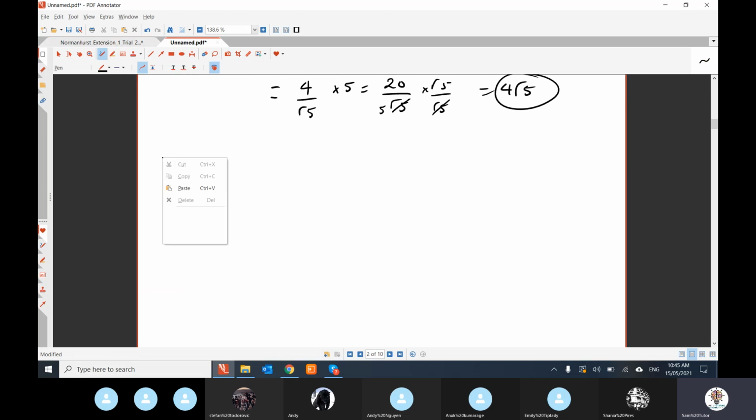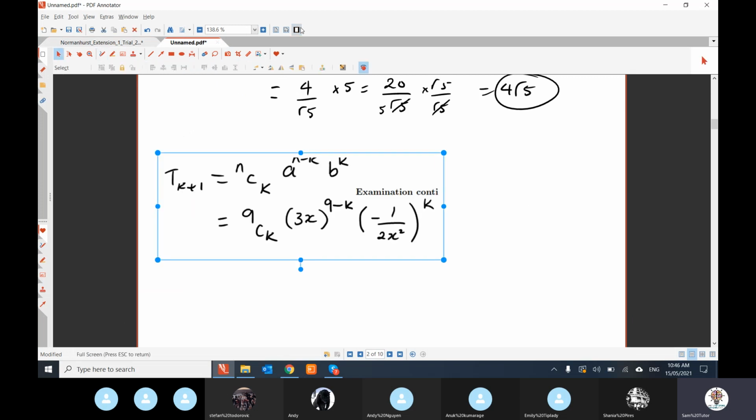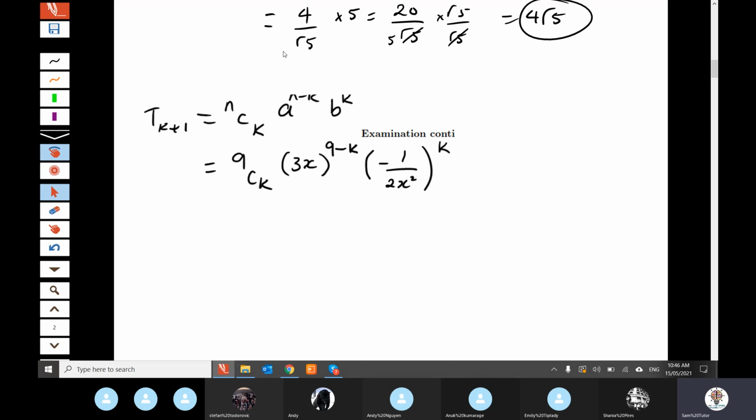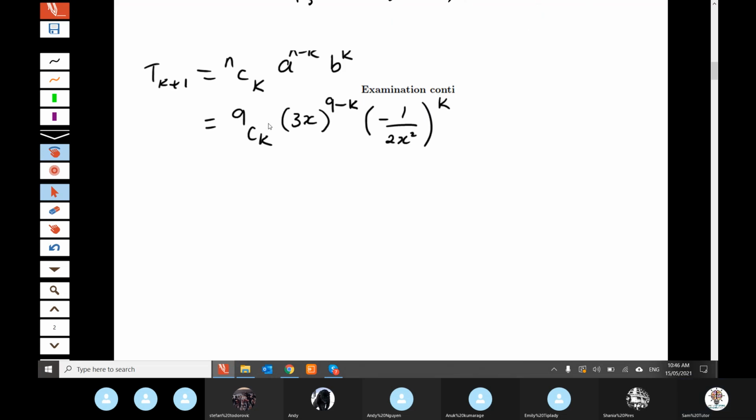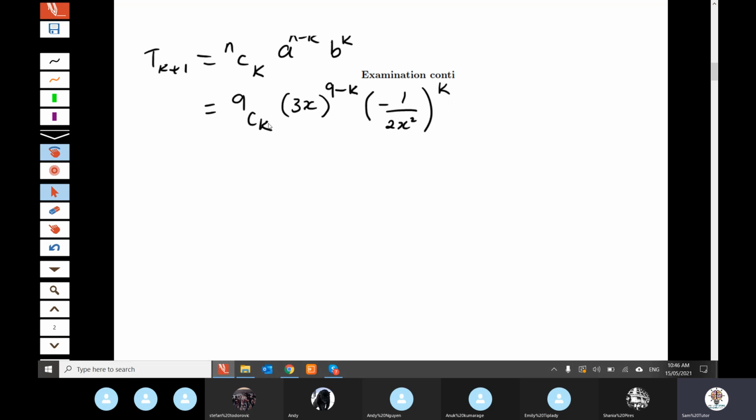Now, the logic is we want to group our what together? Yeah, x's. We want to group our x's together and our constants together. So we don't want to have it looking the way it looks right now. So next line. This doesn't change. 3. I don't want it attached to the x. So I said numbers by themselves, x's by themselves. So it's got to be like this. 3 to the power of 9 minus k, and then x to the power of 9 minus k.